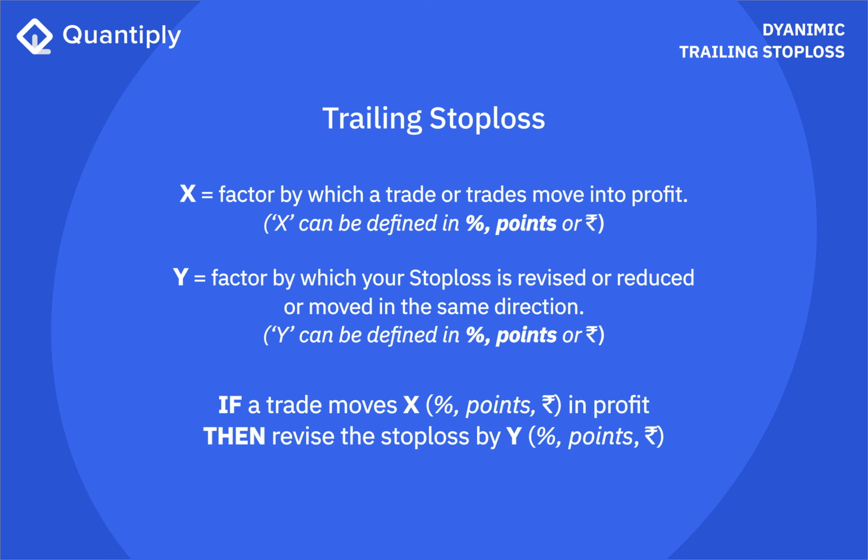So, by this definition, if a trade moves X percent or X points or X rupees in profit, then the stop loss would get revised or trailed by Y percent or Y points or Y rupees. These settings X and Y can be defined either in terms of percentage or points or rupees, depending on whether the stop loss is put on an individual leg or on combined premium.